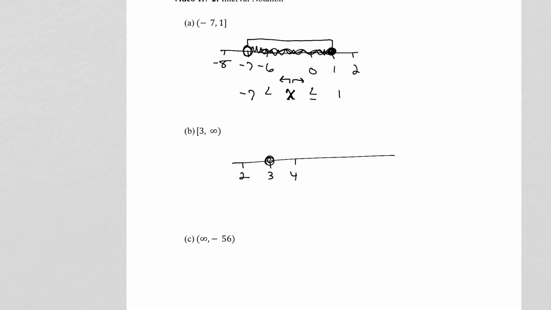So starts at 3 with a closed point, goes forever to the right. So that's my graph, short and sweet. And as an inequality, let's use a different variable. Let's use a is greater than or equal to 3. So we need that equal sign because it's a closed point. It's a bracket. And greater than indicates that it's going to the right.